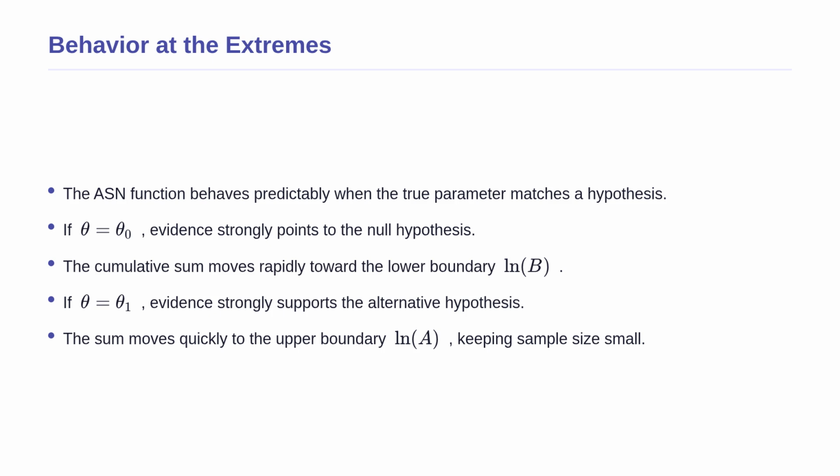When the true parameter exactly matches the null hypothesis, the data we collect will consistently and strongly point in that direction. The cumulative sum moves rapidly toward the lower boundary, terminating the test very quickly. The exact same logic applies when the true parameter matches the alternative hypothesis. The sum races toward the upper boundary. At these extremes, the sequential test is highly decisive and requires far fewer samples than a traditional fixed sample test.